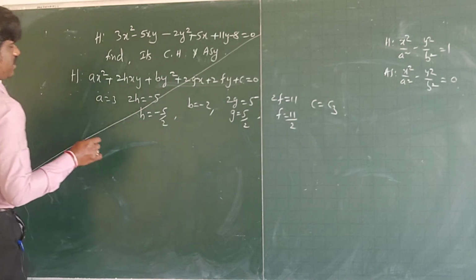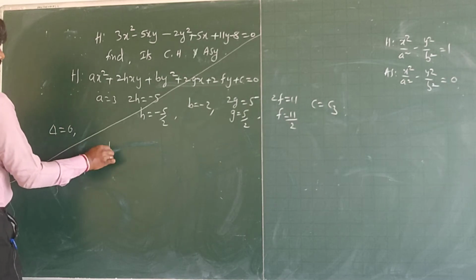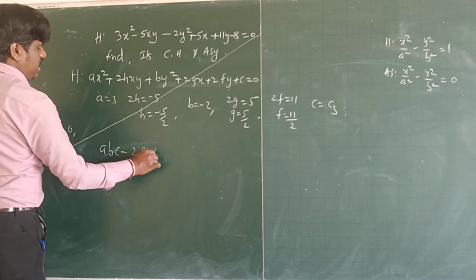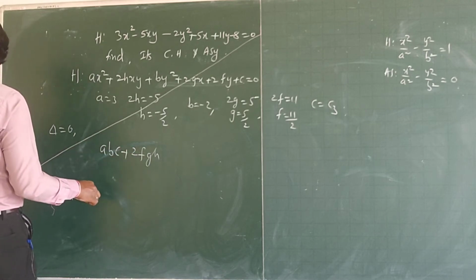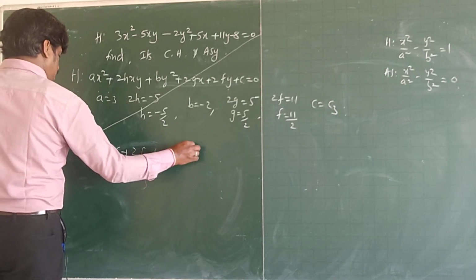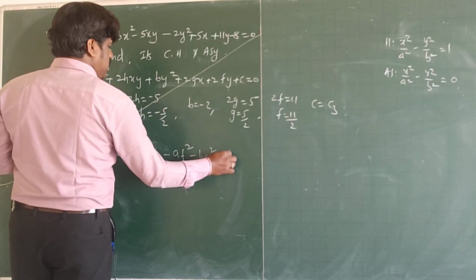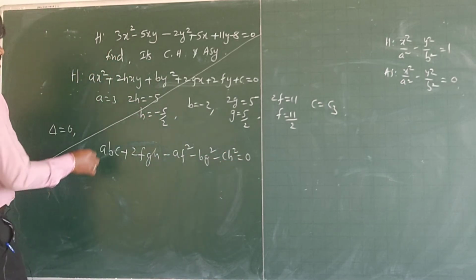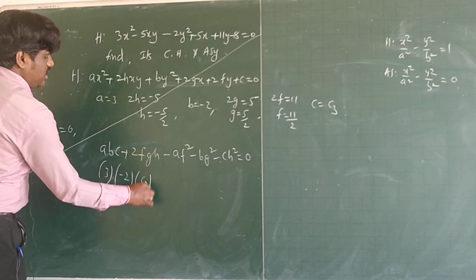To find c3, we take the delta is equal to 0 concept, that is abc plus 2fgh minus af square minus bg square minus ch square is equal to 0. Here if you substitute, a is 3, b is equal to minus 2, c is equal to c3.